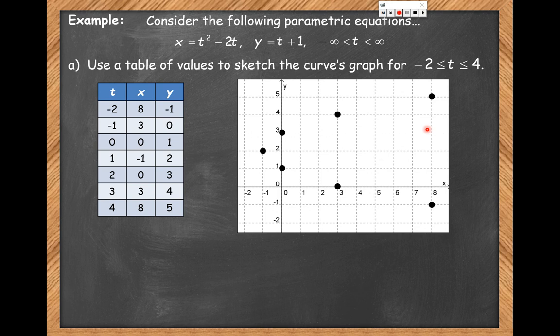Imagine a fly flying through the air. Of course it can go like this. Well, in this case, it went like this, didn't it? That's the direction it went. It started at 8, negative 1, and it came this way and went around.